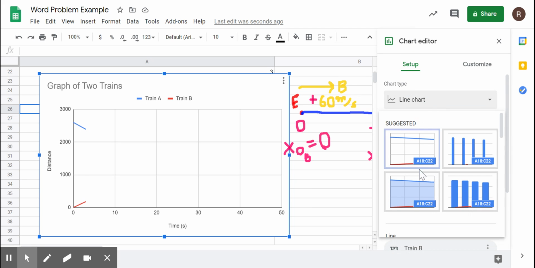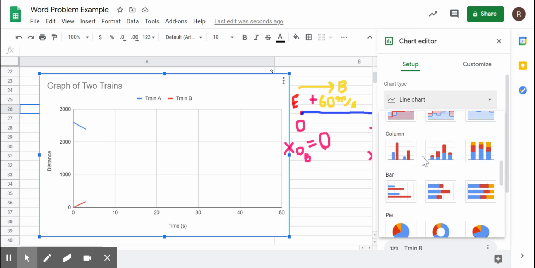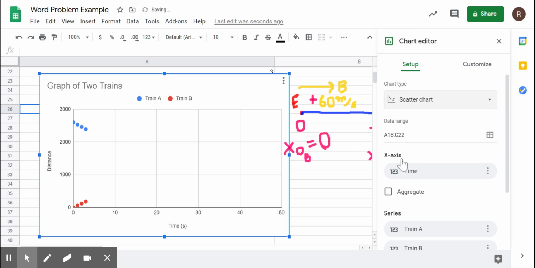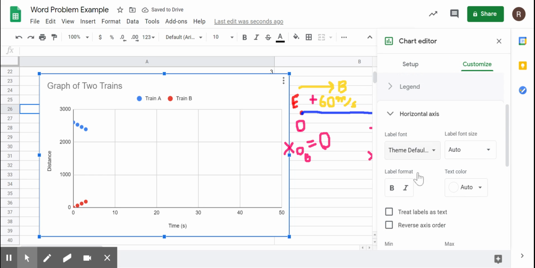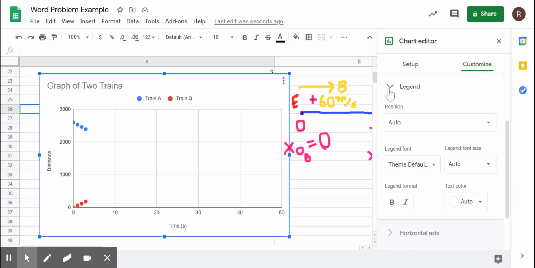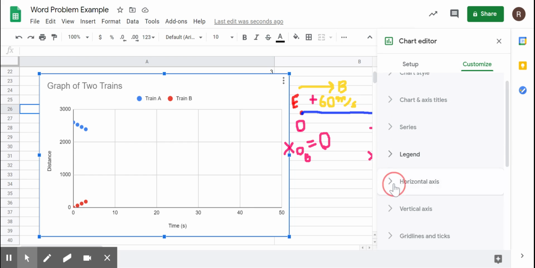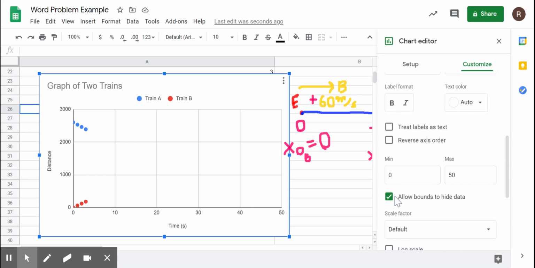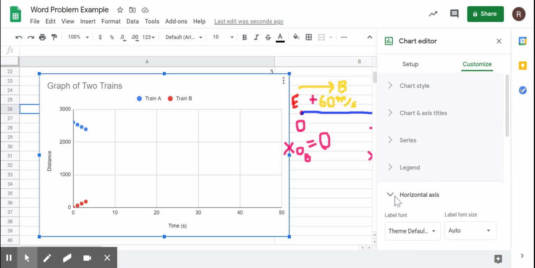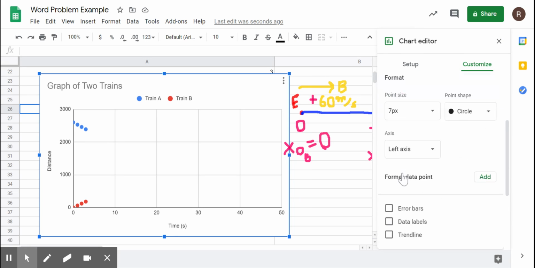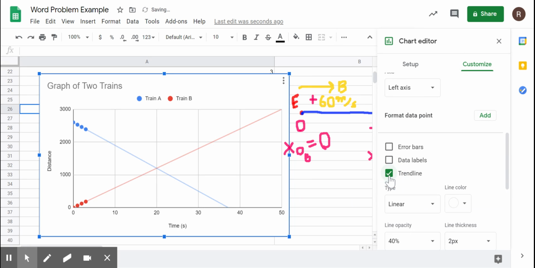Not to a line chart, but maybe to a scatter plot, and then allow it to draw trend lines here. And that way I can figure out where they're going to meet, even though I only have a few data points, and I don't have to keep guessing. Boom. Okay, there we go.